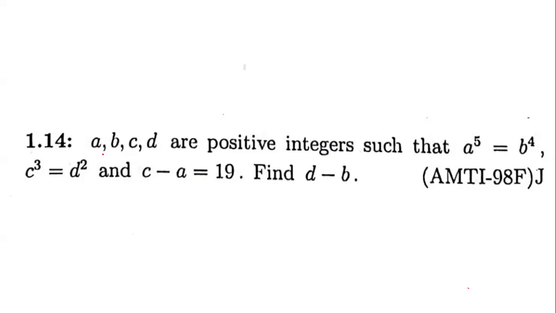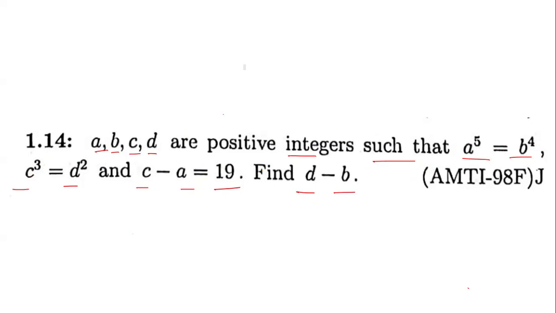In this problem it is given that a, b, c and d are positive integers such that a raised to power 5 is equal to b raised to power 4, c cube is equal to d square, and c minus a is equal to 19. Then we have to find the value of d minus b. So this is the problem. First you try, then see the solution.